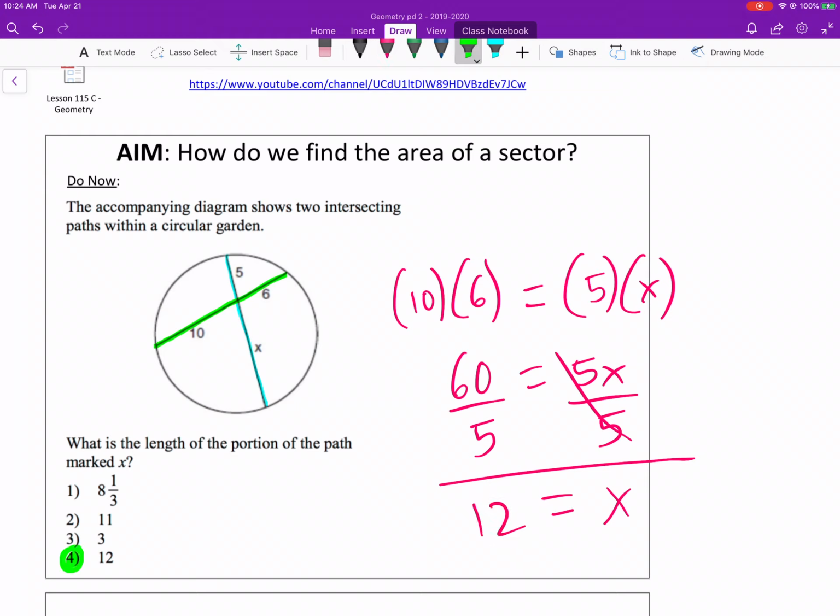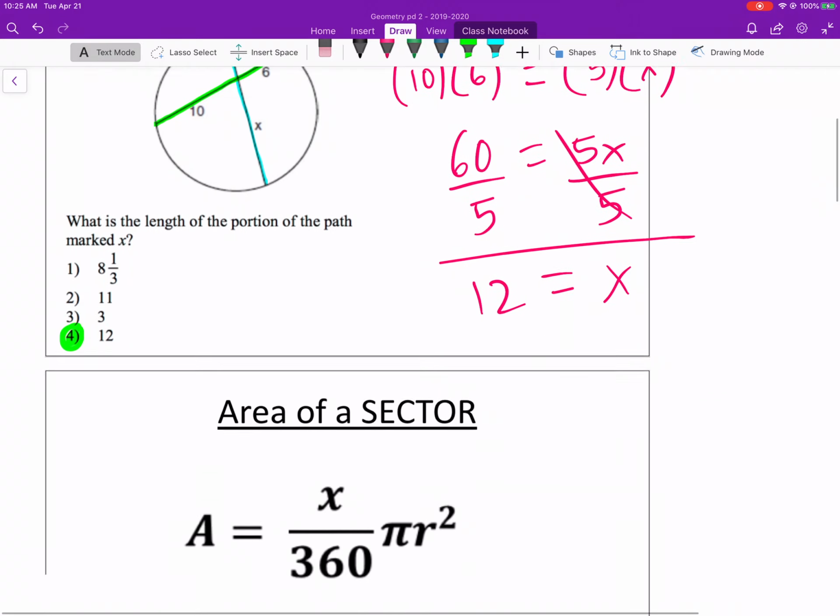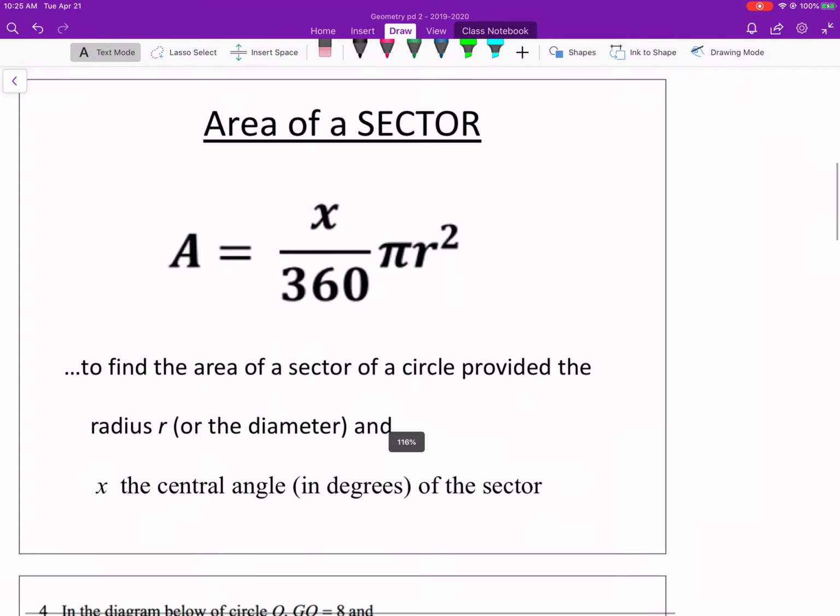All right, our aim: how do we find the area of a sector? Now this is that important of a lesson where we take 2 days, area of a sector. It's good geometry skills, it's also good algebraic skills when you have to solve for something like, sometimes you have to find the area, sometimes you have to find the central angle x. And just remember where this formula comes from.